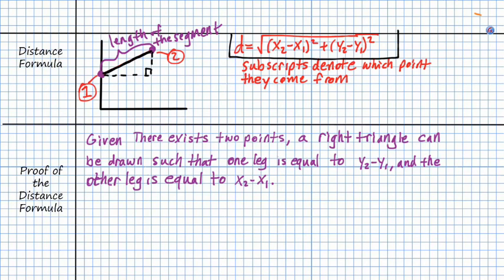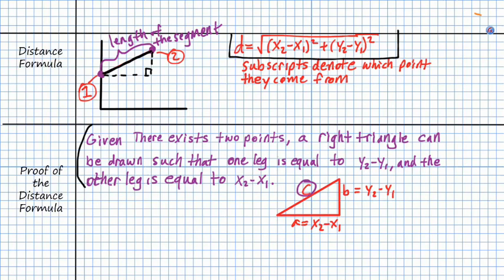To prove that this is true, we have this statement here. Given there exist 2 points, a right triangle can be drawn such that one leg is equal to y2 minus y1 and the other leg is equal to x2 minus x1. So we can draw a triangle, and we have A, B, and C. A is equal to x2 minus x1. B is equal to y2 minus y1. And then we're trying to find C, because C is that length that we were talking about earlier.